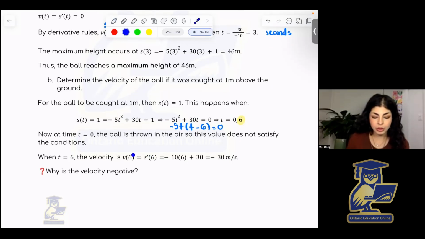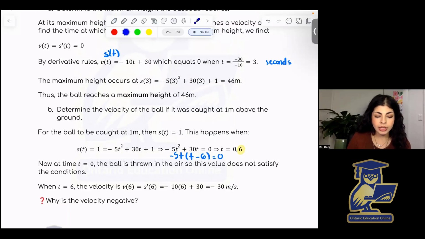So we substitute into our velocity equation, or our derivative function, and we get negative 10 times 6 plus 30, which is negative 30 meters per second. And don't forget your units here. With velocity, it is meters per second. And now we're asked, why is the velocity negative here?